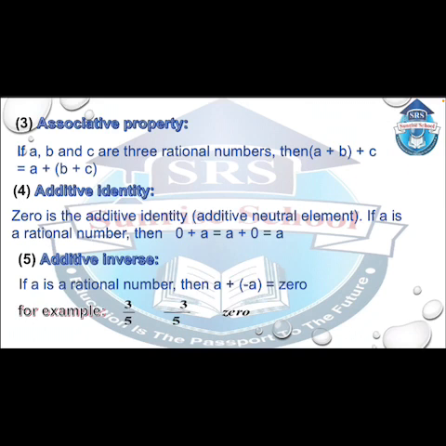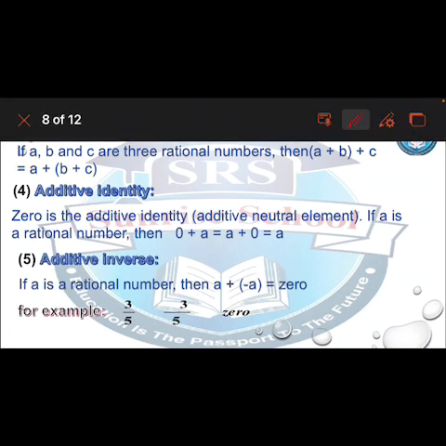And property number 5, additive inverse. The additive inverse means that any rational number has an additive inverse except 0. 0 is its own additive inverse. And the additive inverse for any other rational number, if I have A, will be negative A. If I have 3 over 5, the additive inverse will be negative 3 over 5.